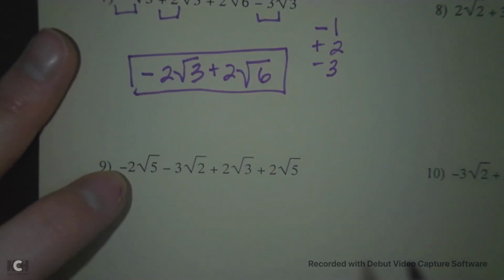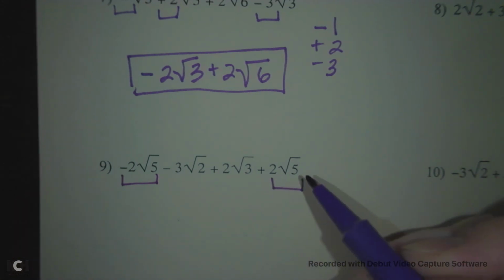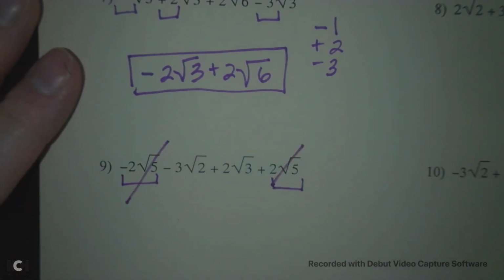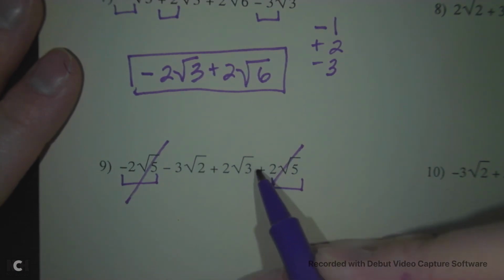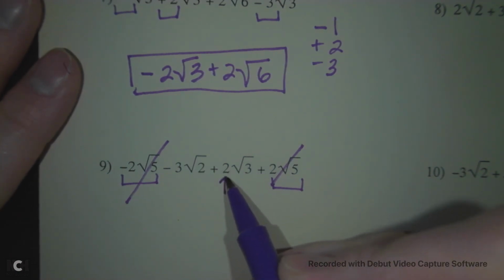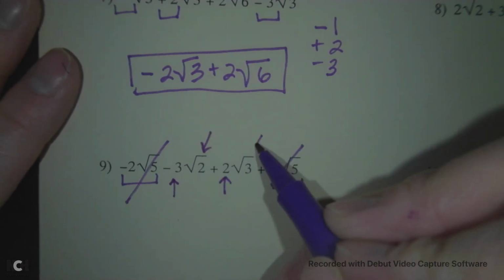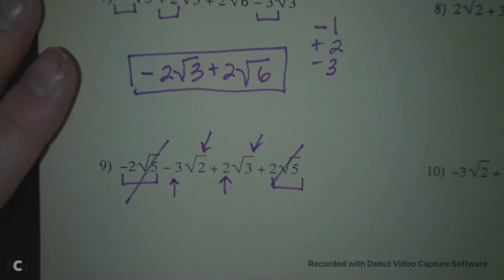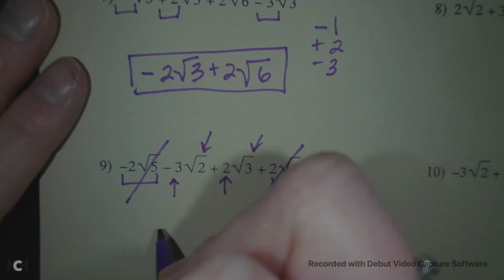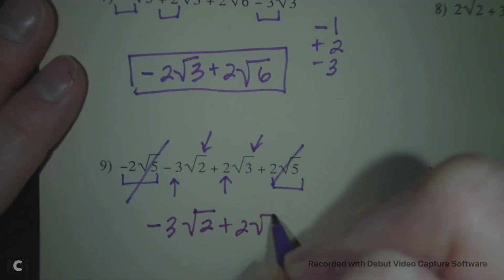On this problem, we have -2 root 5 and a plus 2 root 5, so these actually end up canceling out, so they're gone now. And we can't combine these two together because one is a root 2 and one is a root 3. So remember, we're not looking at the number in the front yet. We look at it second. The first thing we look at is the root, if they're both square roots, and what number is underneath. And these are different, so we can't combine them, so we just write them as is. 3 root 2 and 2 root 3.